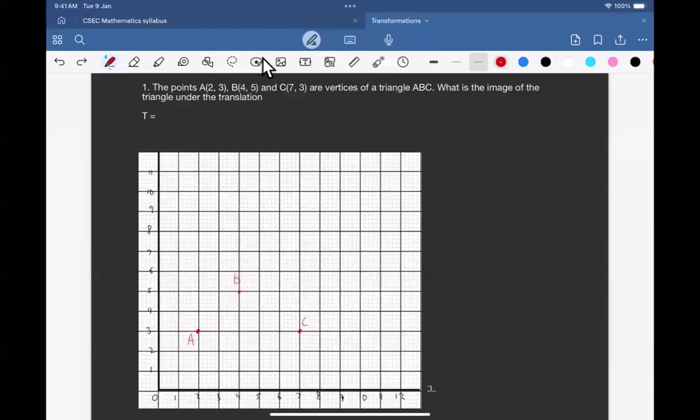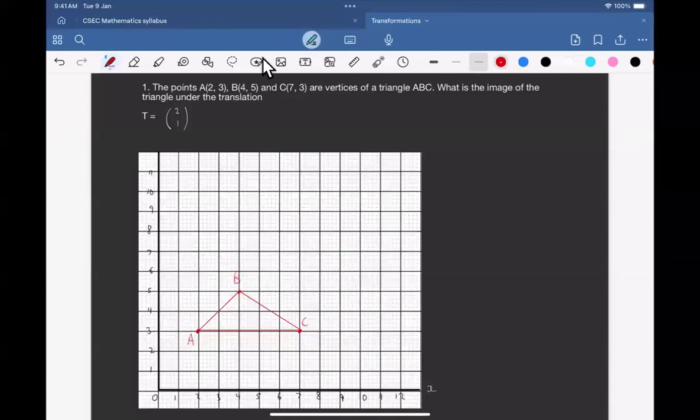Actually, I'll come up with my own translation. Let me say the translation is (2, 1). So we have a triangle, right? And according to the translation, do you know what the translation means? (2, 1). There's 2 on the X-axis and 1 on the Y-axis.